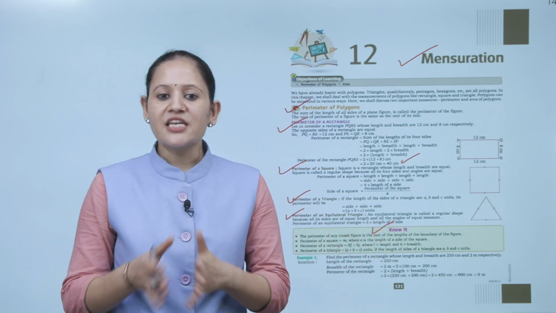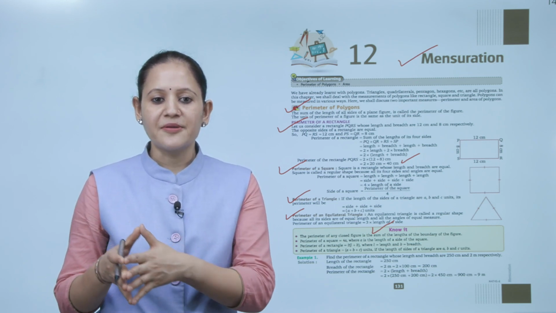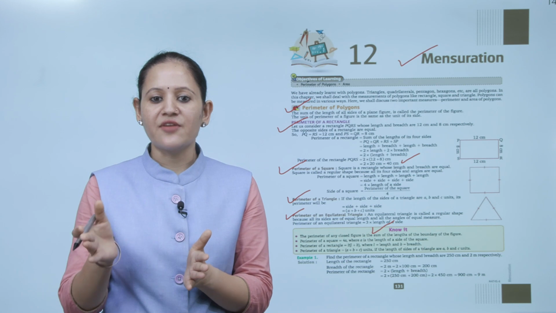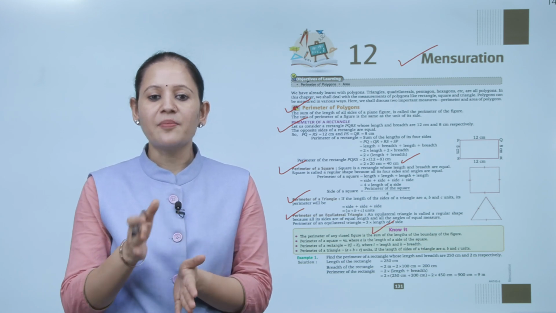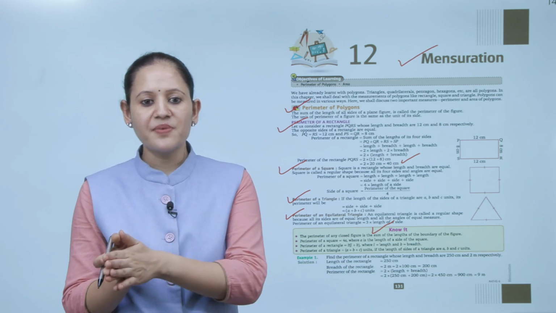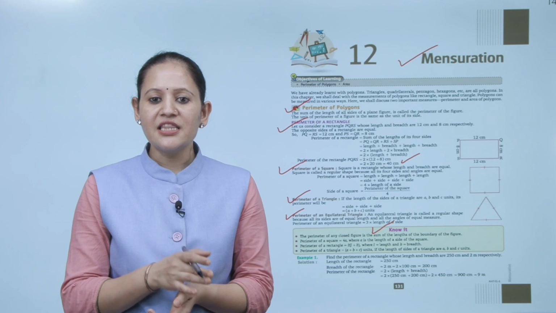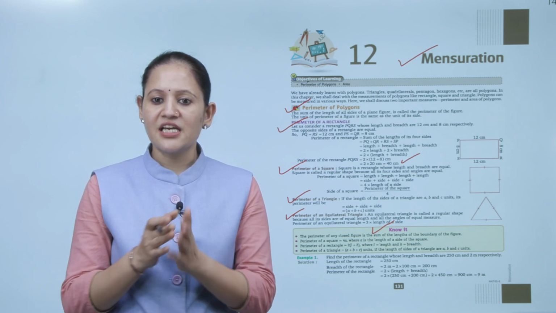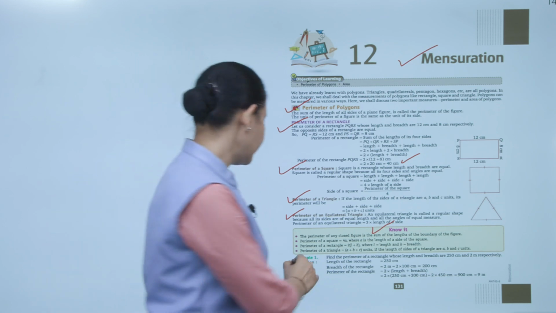Next is know it. The perimeter of any closed figure is the sum of the lengths of its boundary. Perimeter of square 4A, where A is the length of the side of square. Perimeter of rectangle 2 into (L plus B), where L is length and B is breadth. Perimeter of triangle A plus B plus C units, if the lengths of the sides of the triangle are A, B and C units. Now we'll take an example.